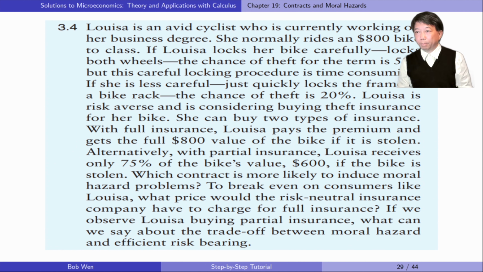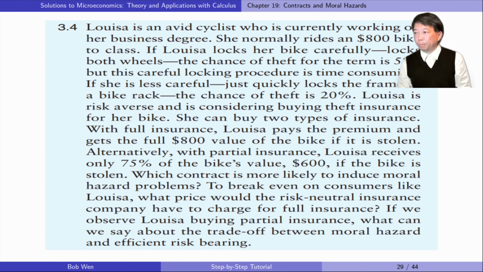Moral hazard is caused by asymmetric information. The informed individual harms the less informed party through hidden actions. The full insurance contract is more likely to induce moral hazard problems. With the full insurance, Louisa has an incentive to neglect her responsibility to take reasonable precautions and lock the bike carefully, which will increase the chance of theft. With partial insurance, she will lock her bike carefully because she bears partial loss if the bike is stolen.